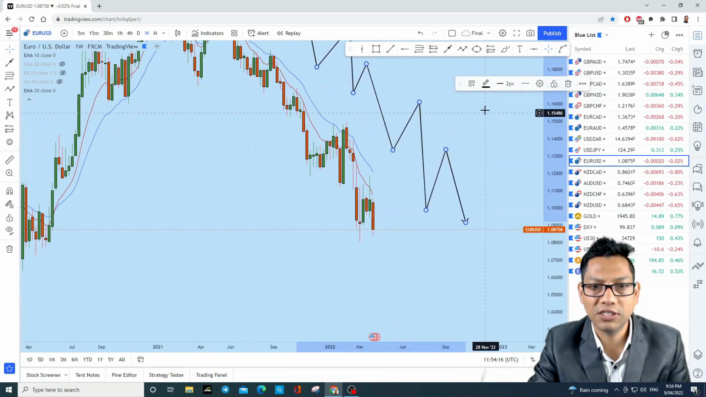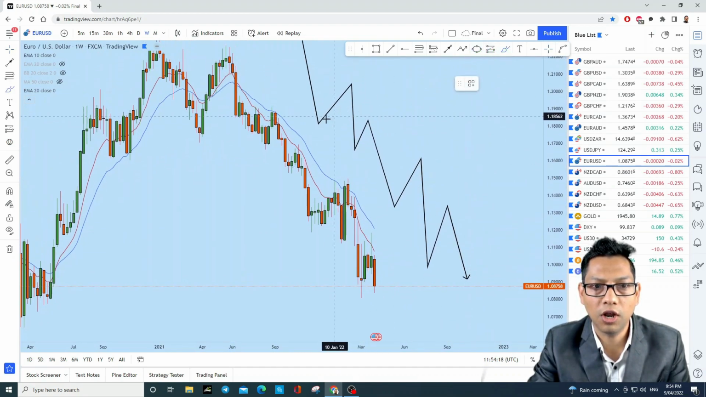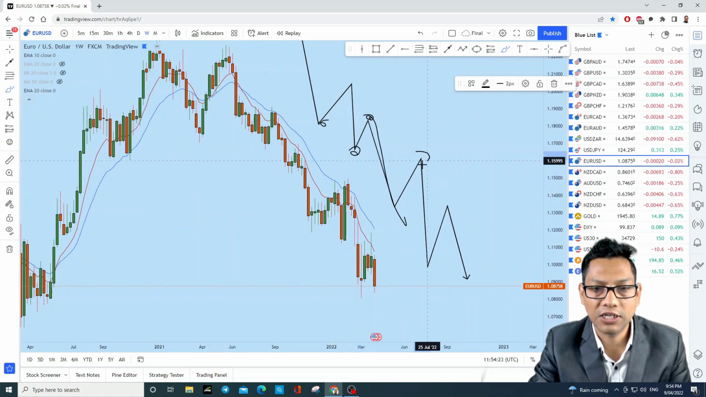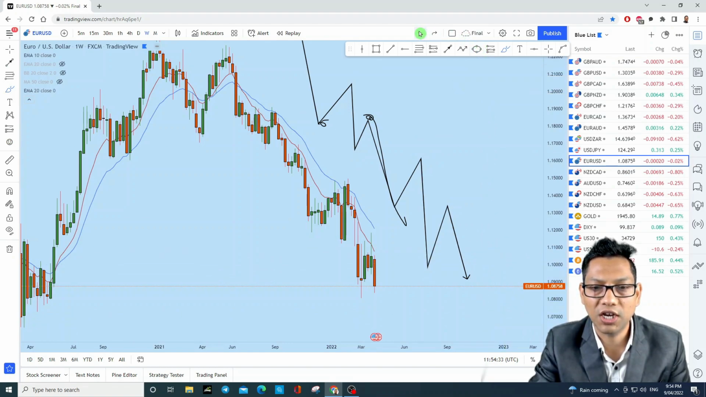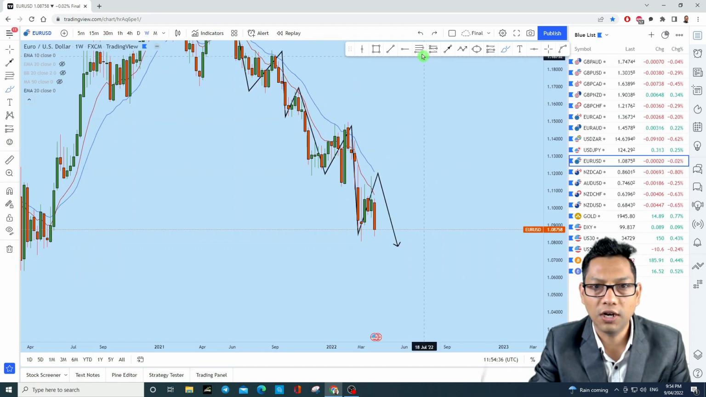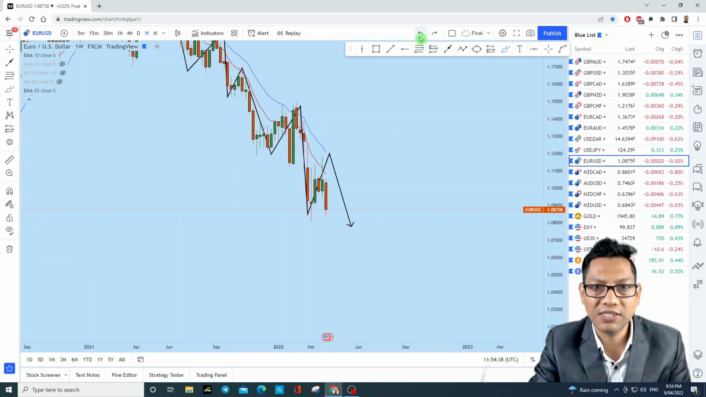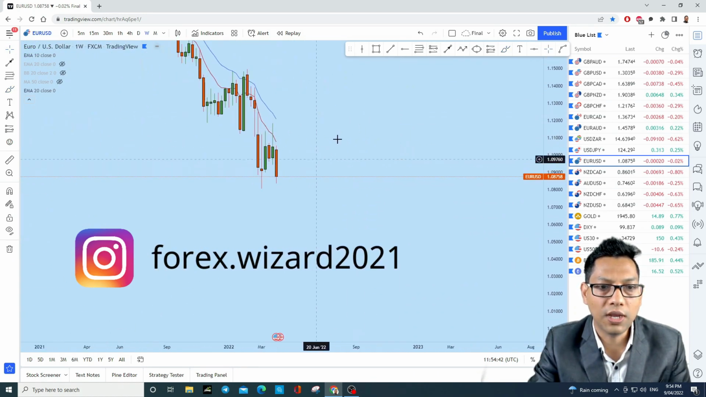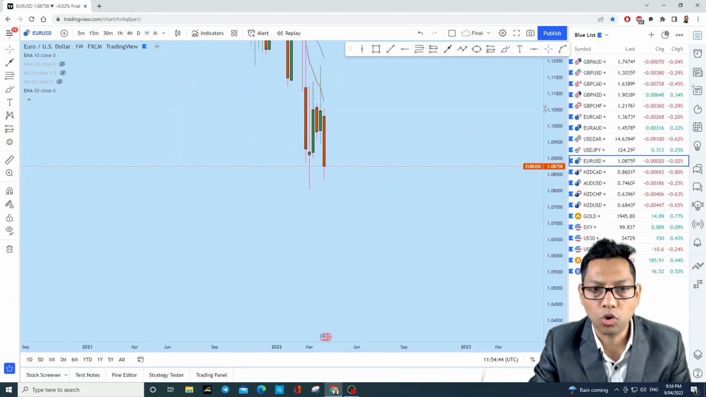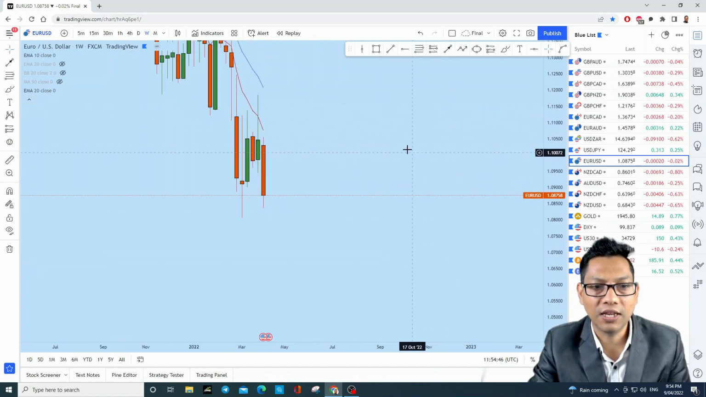If we see that this is the market structure for Euro Dollar: support tested as a resistance, drop, support tested as a resistance, drop, support tested as a resistance, drop, and we can expect it to create a new lower low before pushing to the upside. So this is the market structure for Euro Dollar. The price still did not create a new lower low, so we can expect Euro Dollar to drop to the downside to create a new lower low.